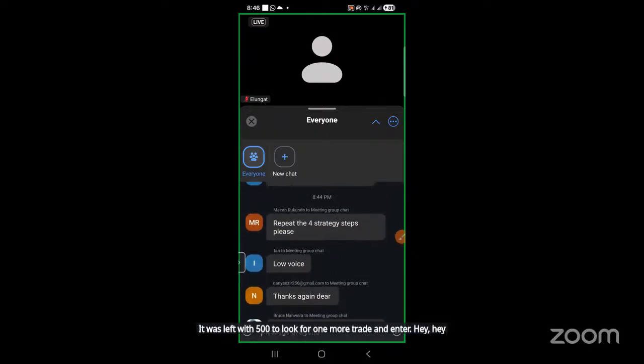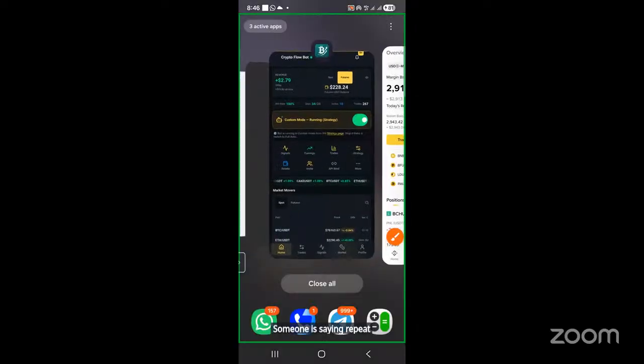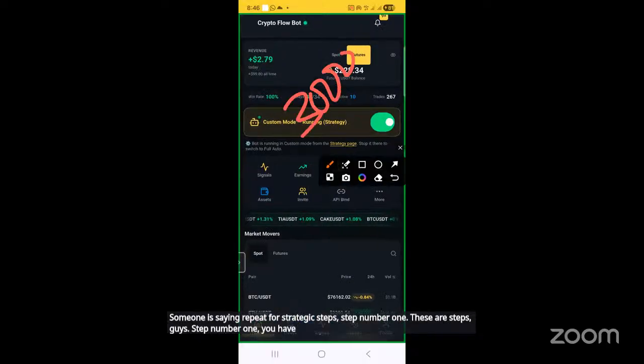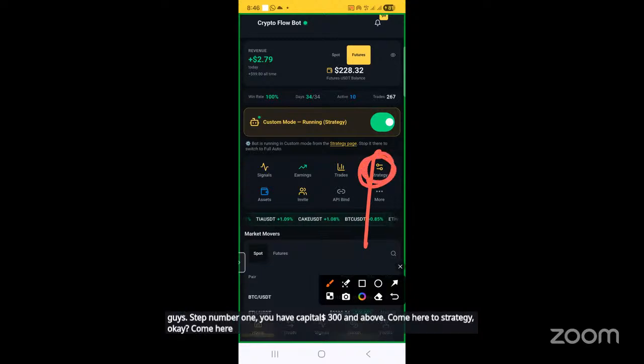Hey, someone is saying repeat the strategy steps. Step number 1. These are steps, guys. Step number 1. You have capital, $300 and above. Okay. Come here to strategy.